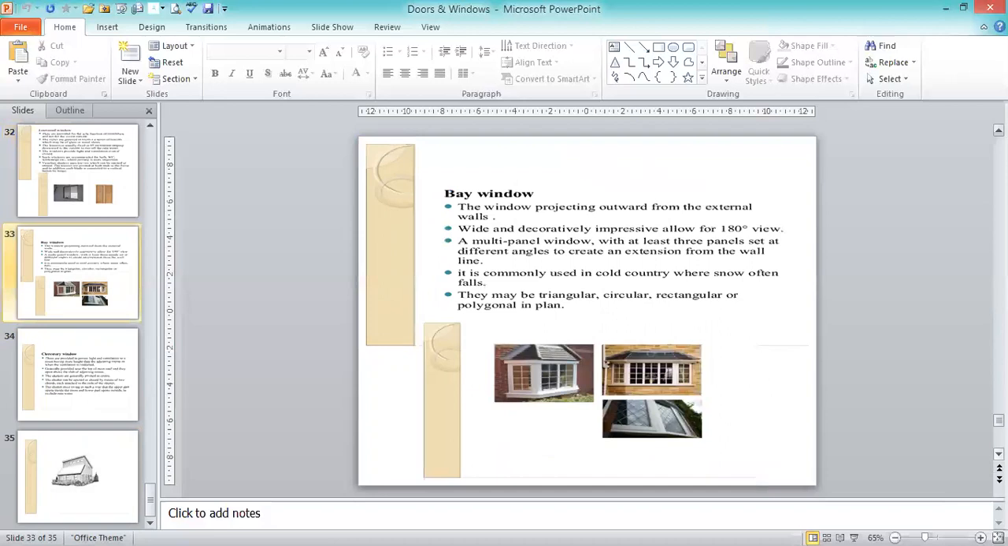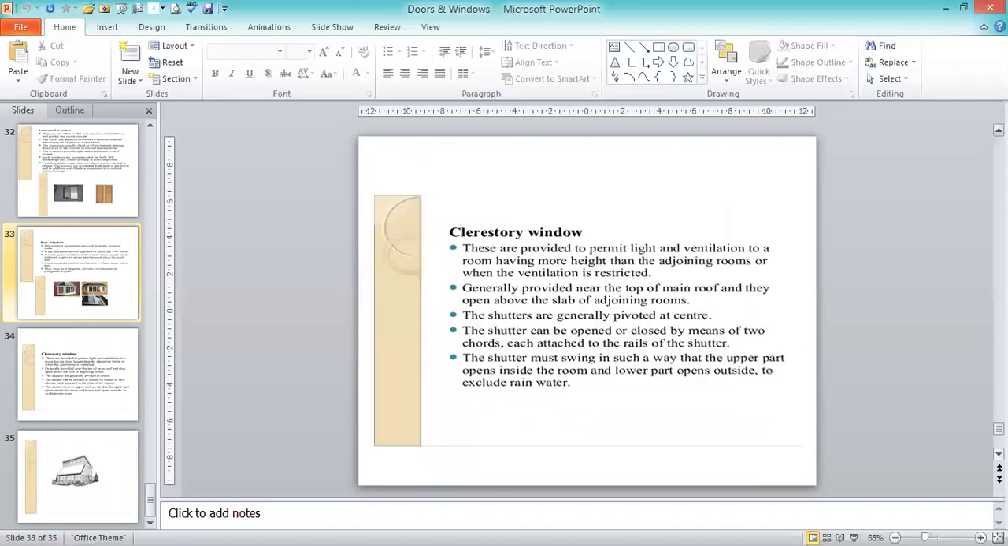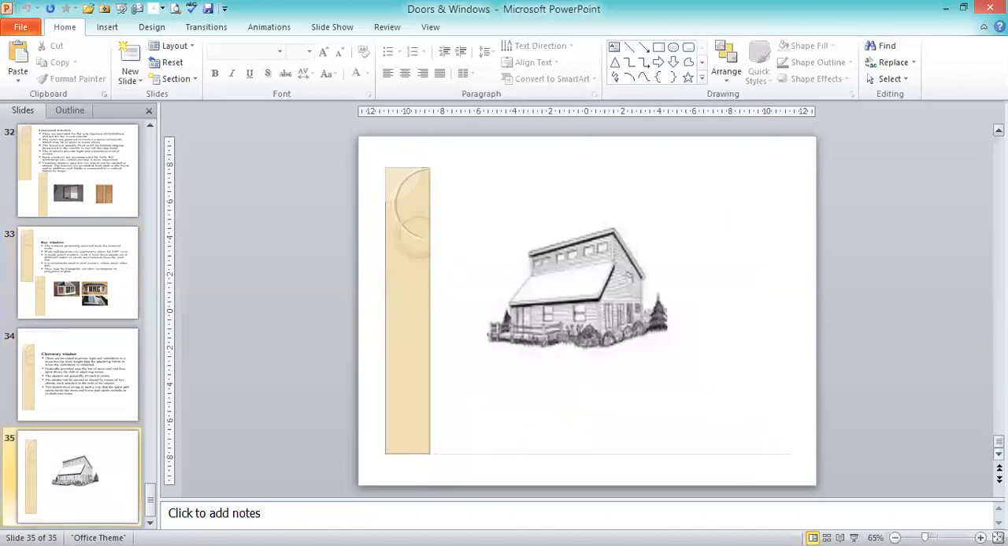Bay window: it is projected outside of the wall, projected from the wall space to the outside of the building. We call that a bay window. From an architectural point of view, this is how it is called. Then the clerestory window. So this is about the types of doors and types of windows.